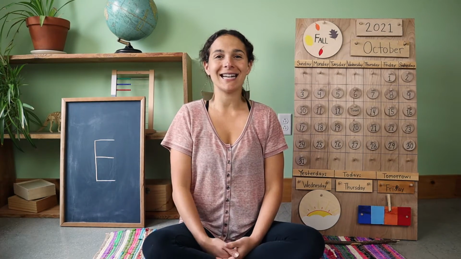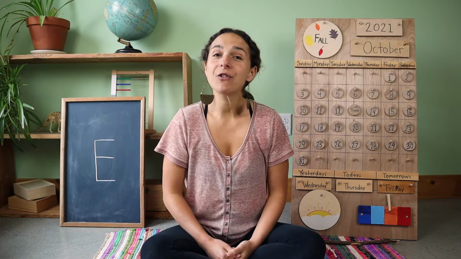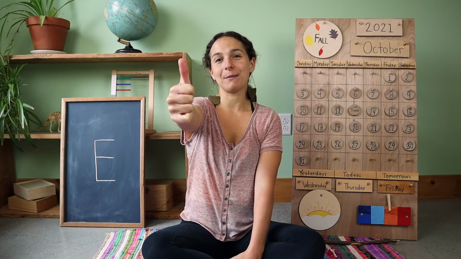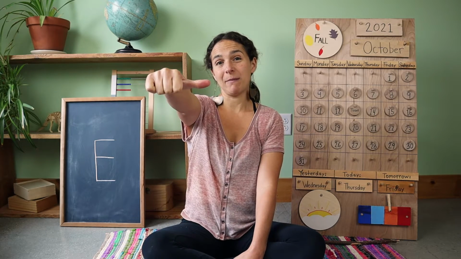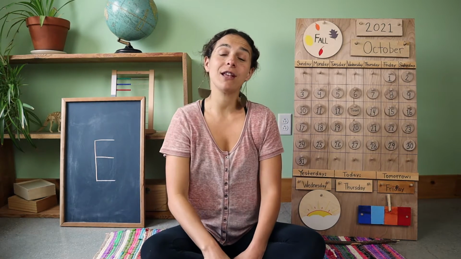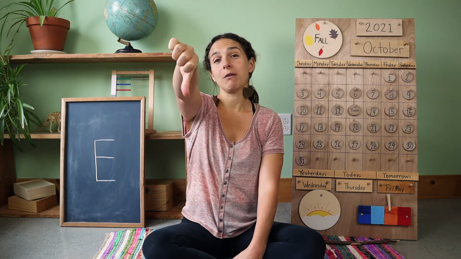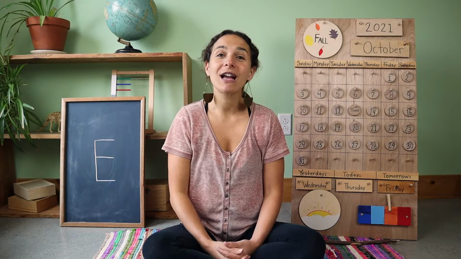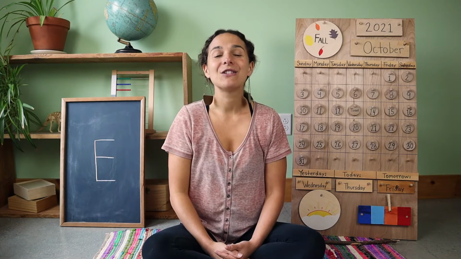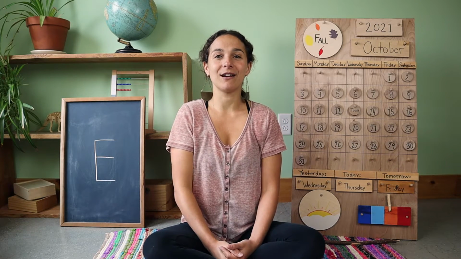How are you doing today? If you're doing well, you can show me with the thumbs up. If you're feeling okay, you can put your thumb in the middle. And if you're not feeling very well today, you can show me with a thumbs down. But hopefully after circle time is over, you'll be feeling better. So let's get started with our good morning song.